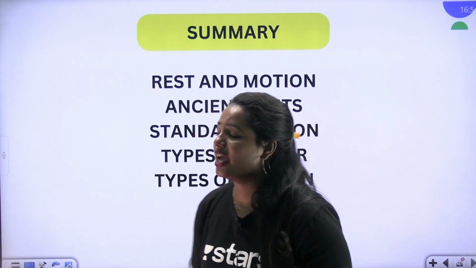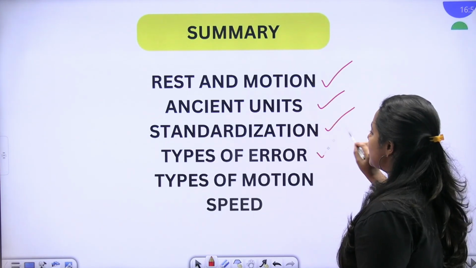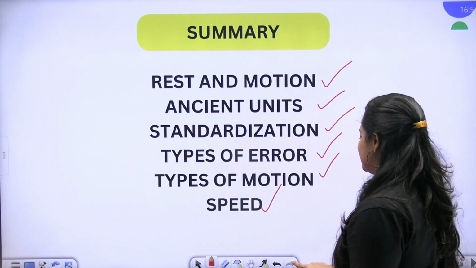So that's all about it, and here we have learned multiple things, so please make sure that you're revising it every day. And we discussed rest and motion, ancient units, standardization, types of error, types of motion, and finally speed.